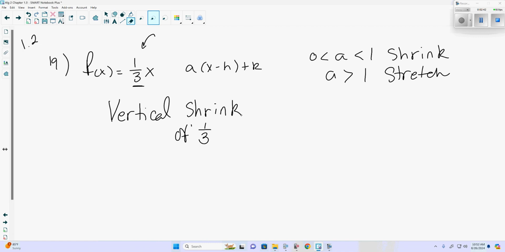Let's see here, 19, 21, 23. No, those are just vertical stretch and shrink. And we wanted to look at 28. Okay, 28.